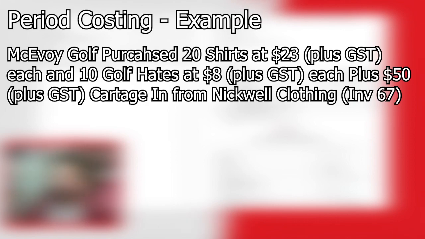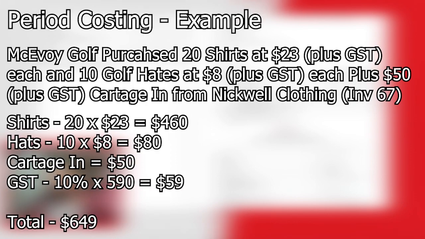Okay? So we see here our shirts will total us $460, our hats will total $80, but we've also got a cartage in fee from the supplier of $50 and GST there as well, just a heads up. So that totals $590, GST is $59, and the total invoice amount is $649.